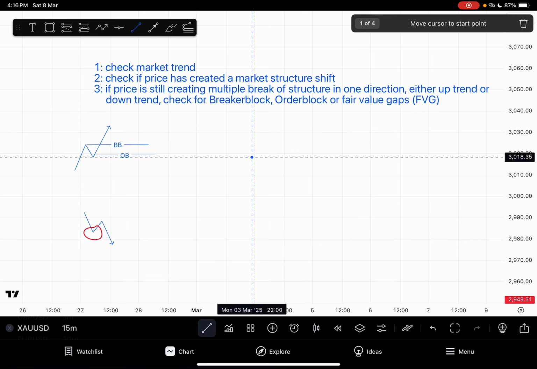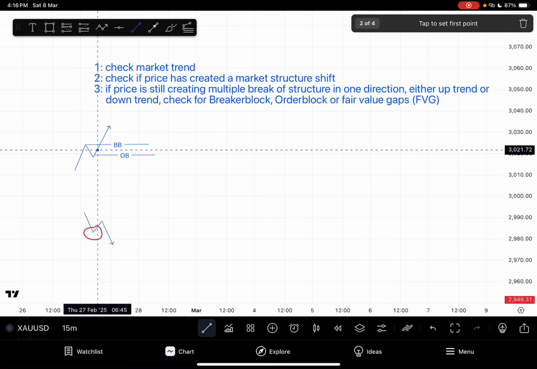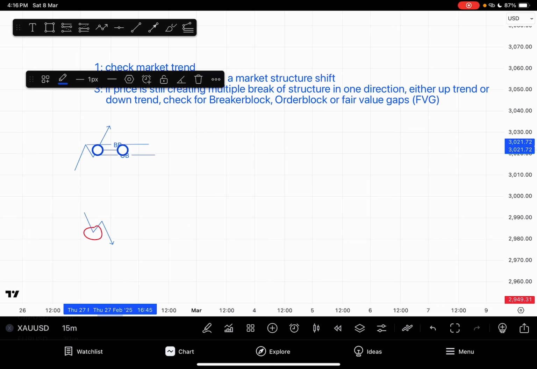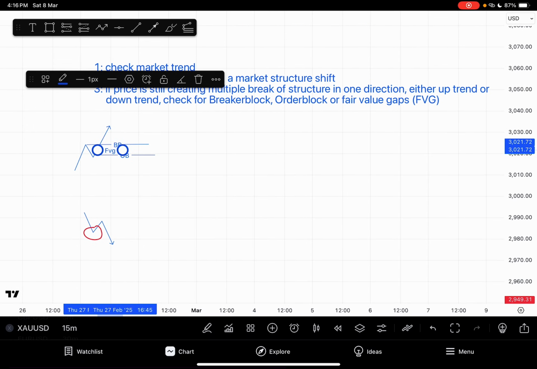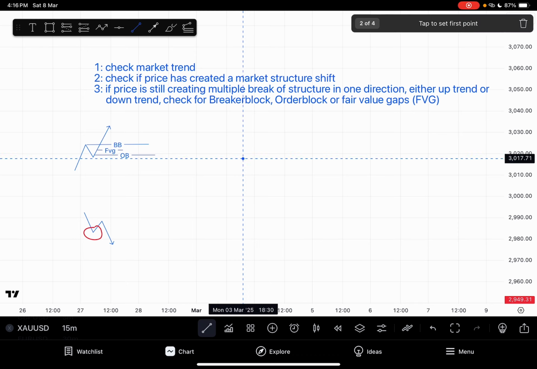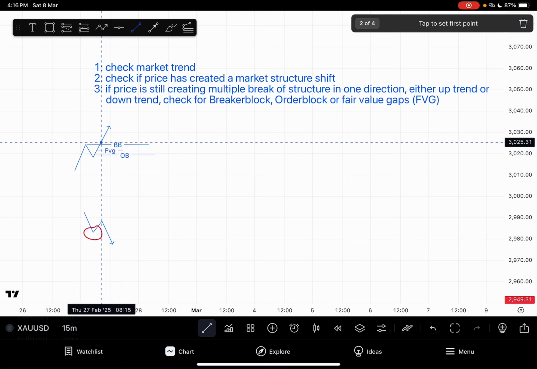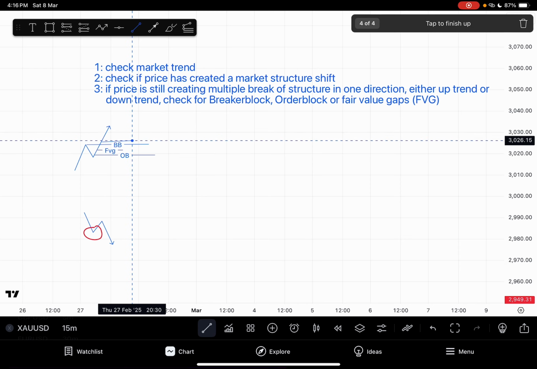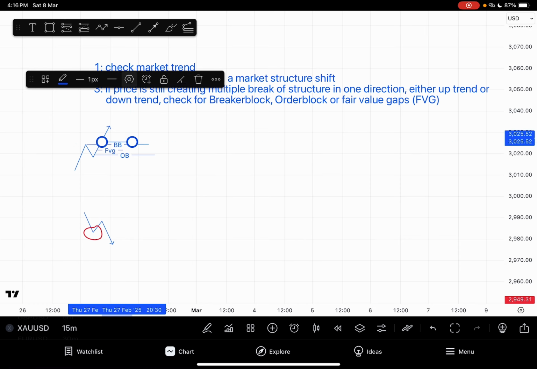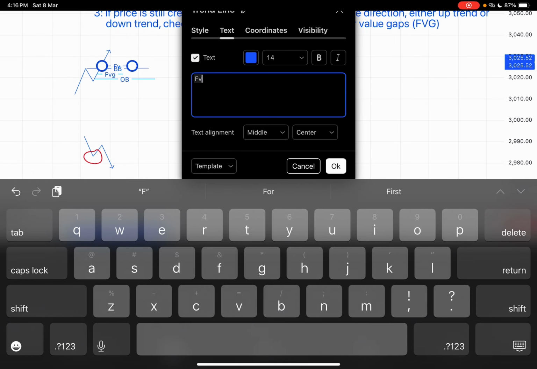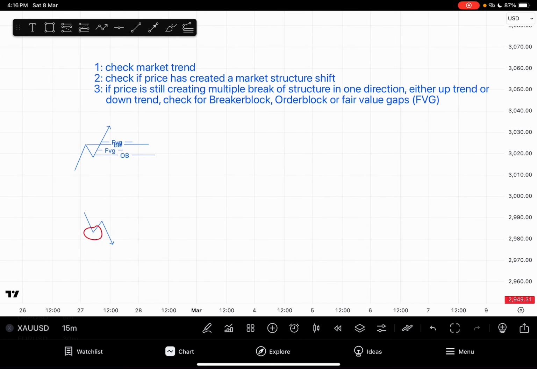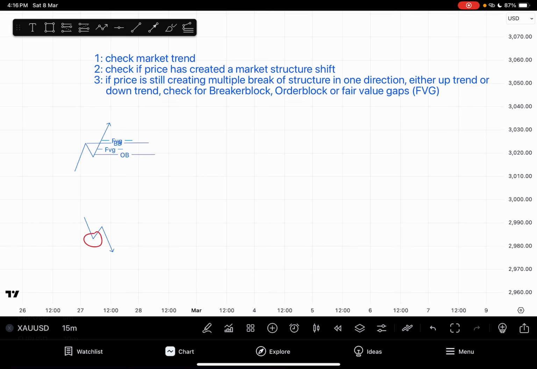You can also see a fair value gap sometimes here. You can see a fair value gap here at times. You can also see a fair value gap protecting the breaker block.